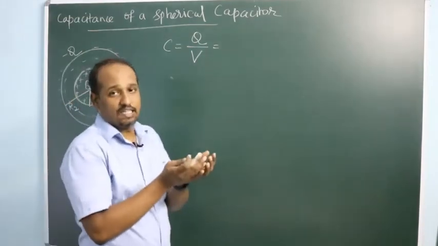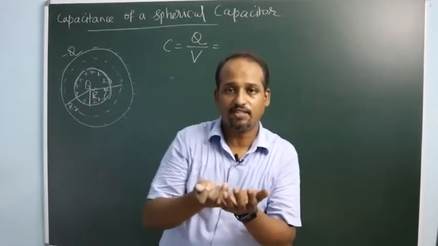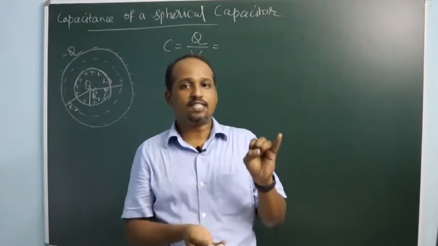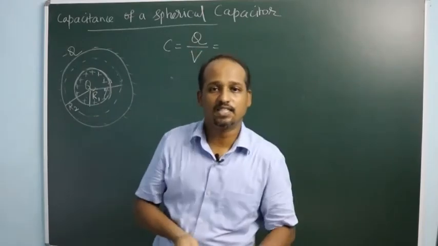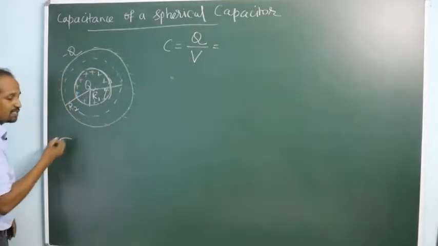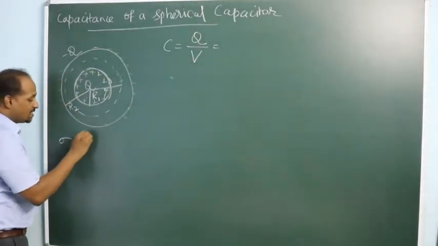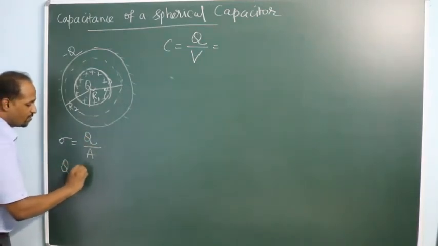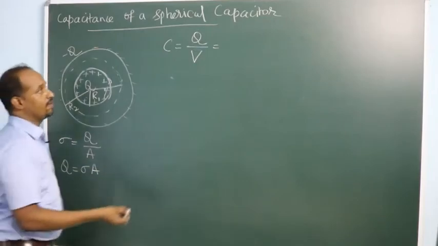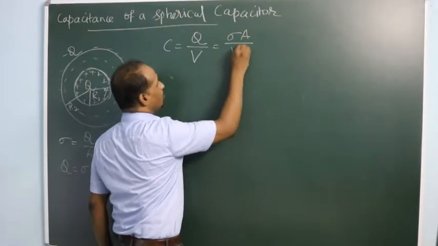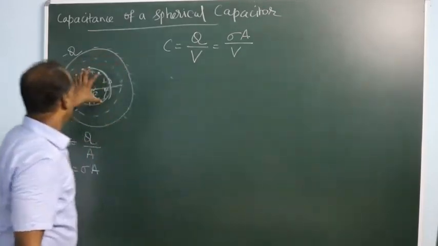Then because of this charge Q, a charge density develops. It's a spherical surface. Charges lie only at the surface, which means it develops surface charge density, not linear charge density. If sigma is the surface charge density, this charge density will be equal to charge by area. Then the total charge Q will be equal to sigma into A.